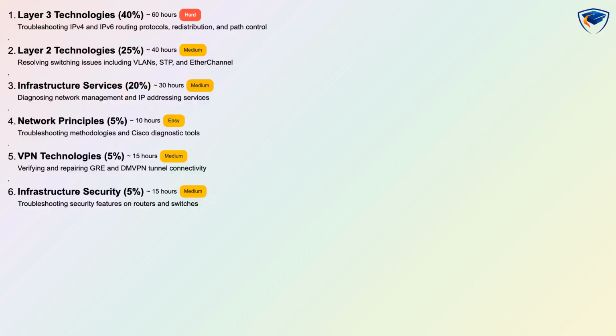Layer 3 technologies make up 40% and focus on IPv4 and IPv6 routing, redistribution, and path control. Layer 2 technologies are 25% and cover VLANs, STP, and EtherChannel. Infrastructure services are 20%, network principles are 5%, VPN technologies are 5%, and infrastructure security is 5%.